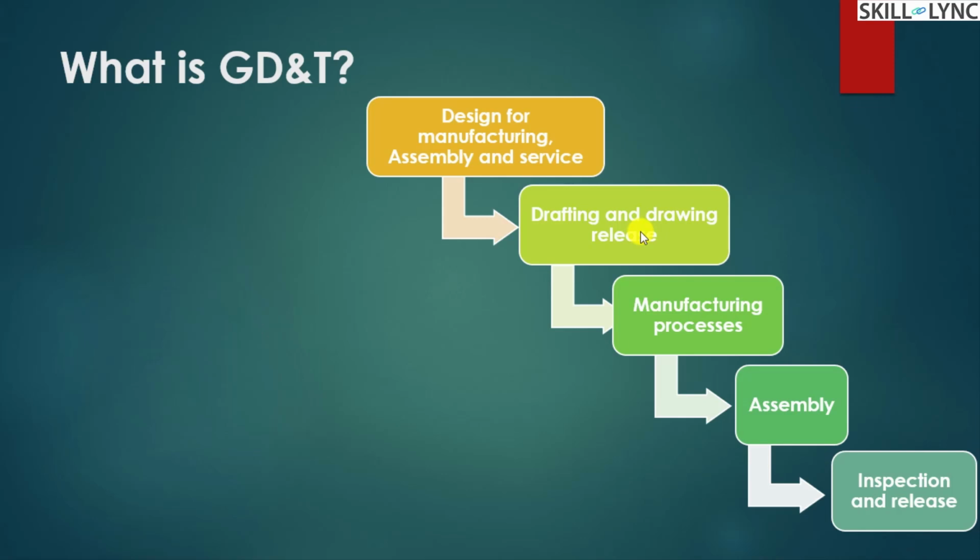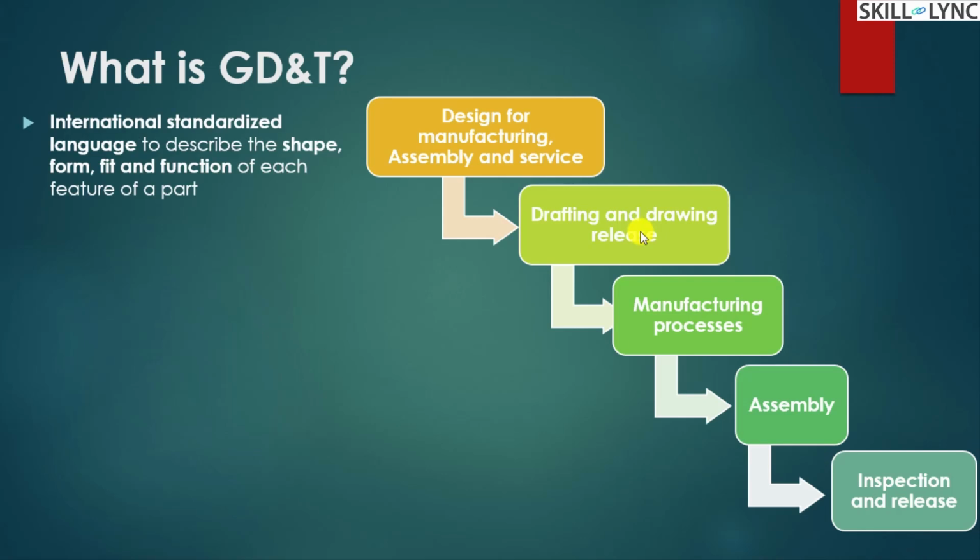So this is a typical workflow of a product design and manufacturing and service. So where now GD&T comes into play. GD&T is typically an international standardized language that is used to describe the shape, form, fit and function of each feature of a part. So this part is what we have spoken about earlier. So that goes through all this process.